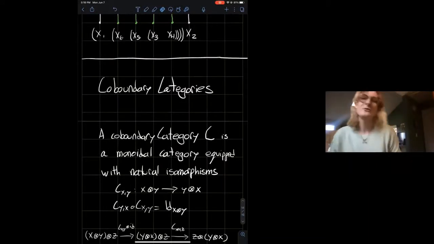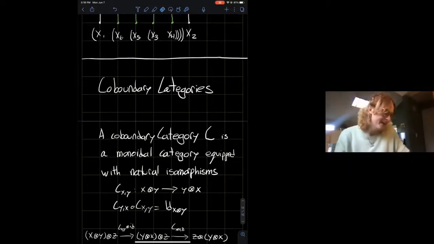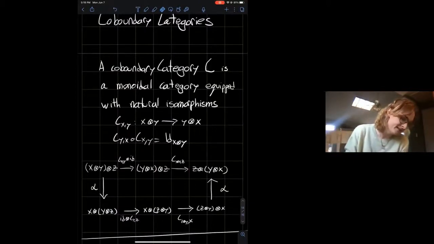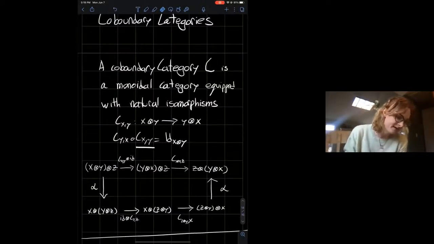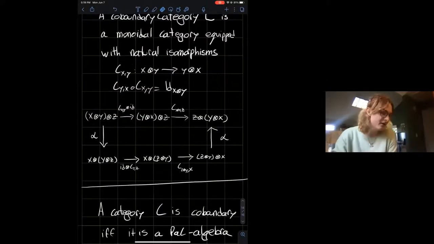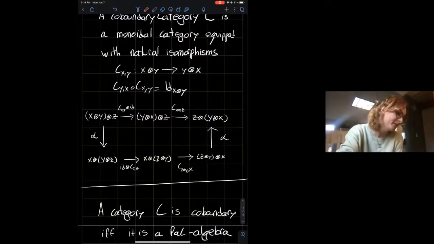Great. So I had a question about coboundary categories during Eugenia's talk, and here's the definition of a coboundary category. A coboundary category is once again a monoidal category with natural isomorphisms between X tensor Y and Y tensor X. The difference here is that these ones have this nice property that c_{Y,X} composed with c_{X,Y} is the identity on X tensor Y. And then they also satisfy a different pentagon axiom, which is shown here.